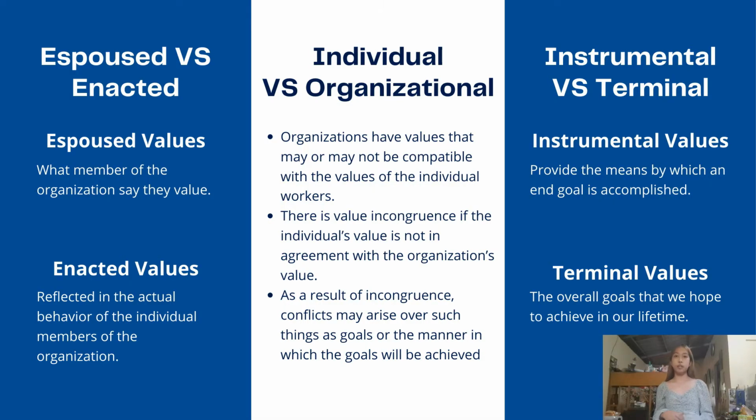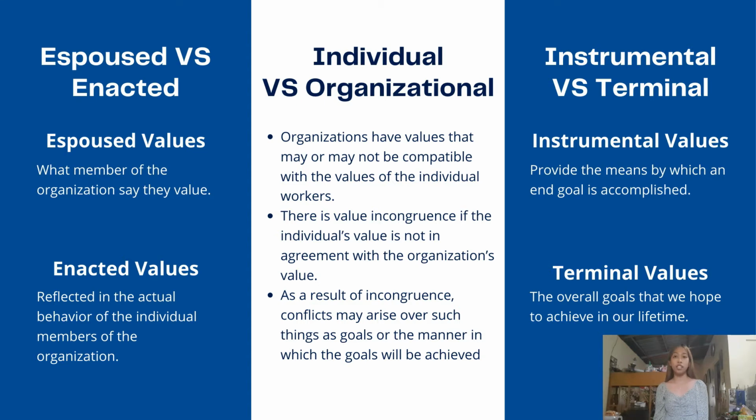Espoused values are what members of the organization say they value. It is the level of how people in the organization think that things should be to make an organization be productive and effective. It is also the values that an organization or person states that they believe and desire. While enacted values are those that are reflected in actual behavior of the individual members of the organization.